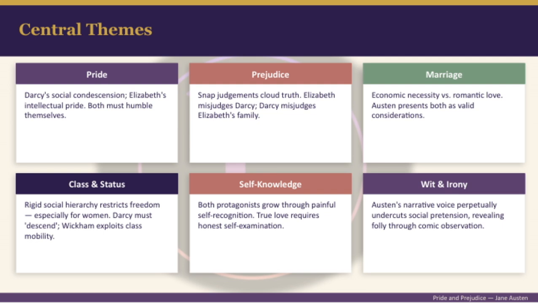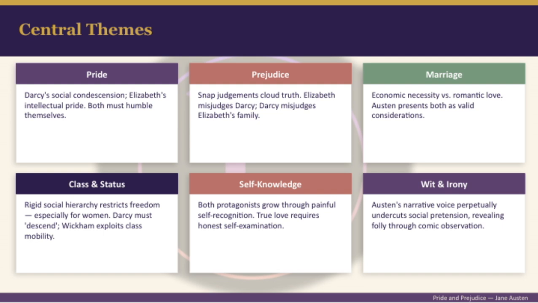Marriage as a theme is complex. Both characters and readers see that snap judgments can obscure the truth. Elizabeth initially misjudges Darcy, and Darcy, in turn, misjudges Elizabeth's family. These misunderstandings highlight how prejudice influences perceptions. Prejudice itself is a key obstacle. Darcy's condescending attitude and Elizabeth's intellectual pride both serve as barriers that they must humbly confront and overcome.